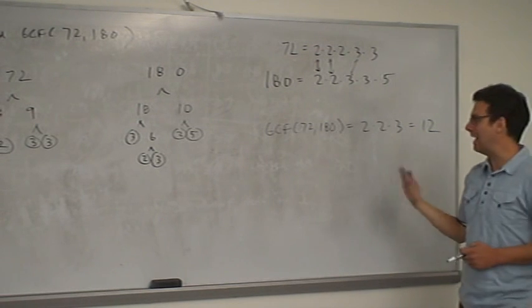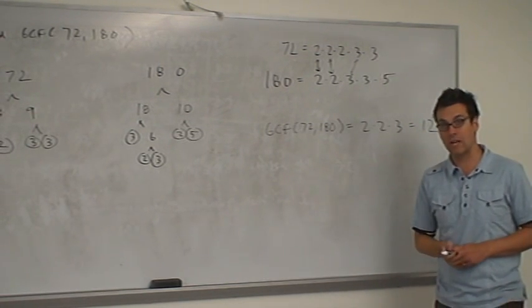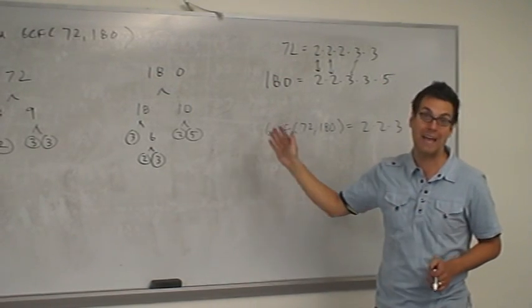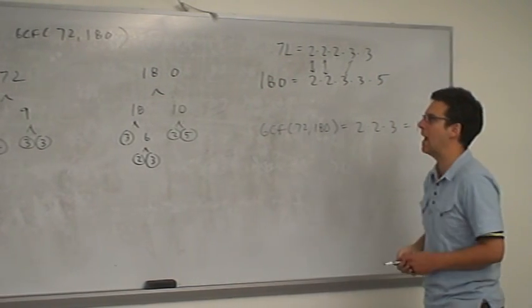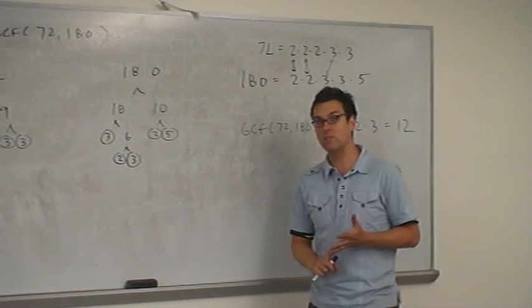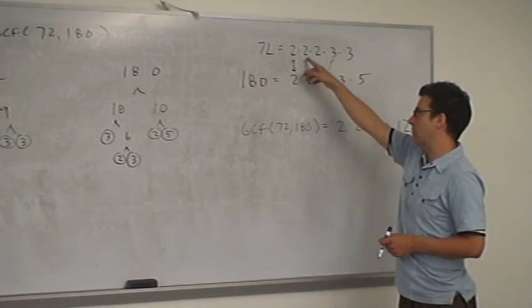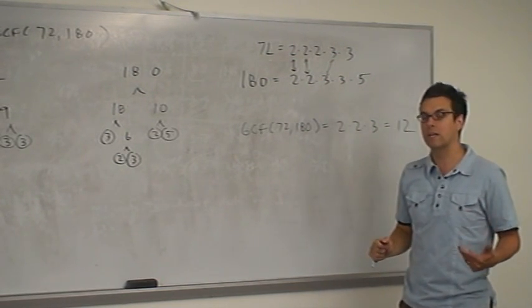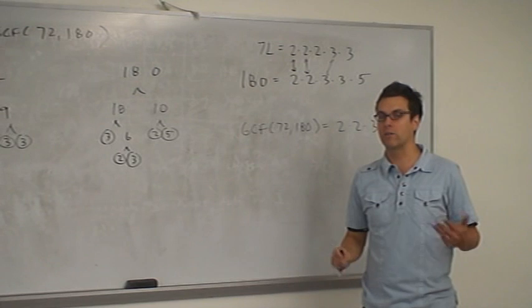This process can be used in general to compute greatest common factors, and it's far more efficient than our earlier technique of just writing out all the divisors. So again, just to recap, to find greatest common factors, we first find prime factorizations, then we match up all of the primes that are common in each factorization, and if we multiply all those together, we're going to get the greatest common factor of the numbers we start with.